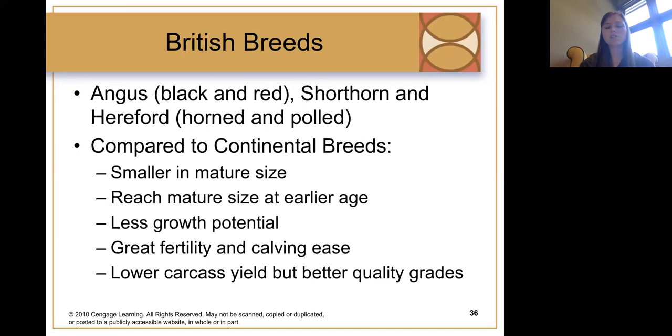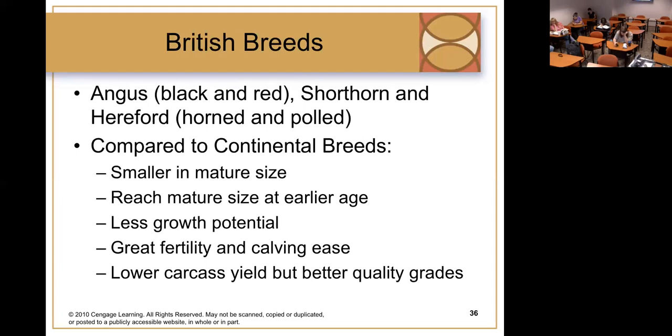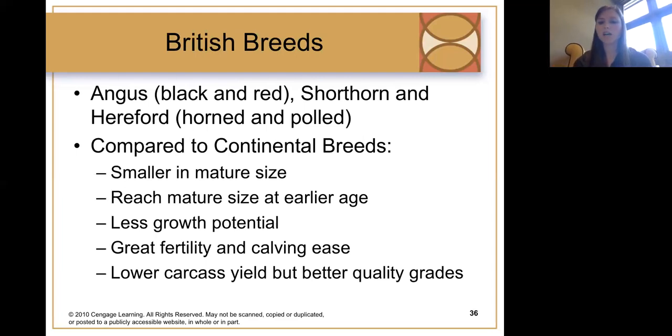Compared to the continental breeds, which would be like the Charolais, British breeds are smaller in mature size, and they reach mature size at an early age. They have slightly less growth potential, but they do have great fertility and calving ease, which are really important. And they have lower carcass yield, so they will produce lower amounts of meat, but better quality grades. So again, it just depends on the goals of your system.